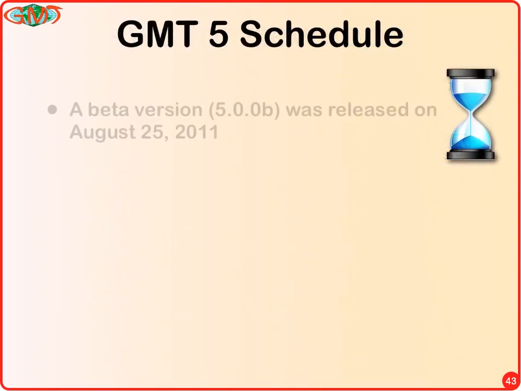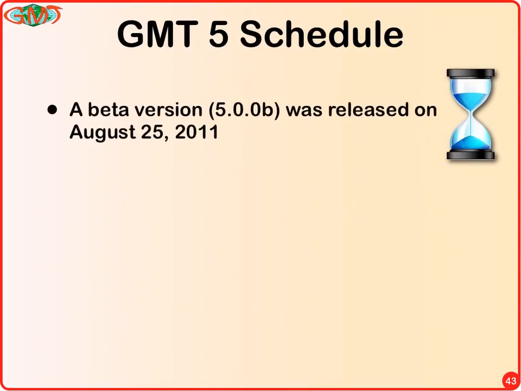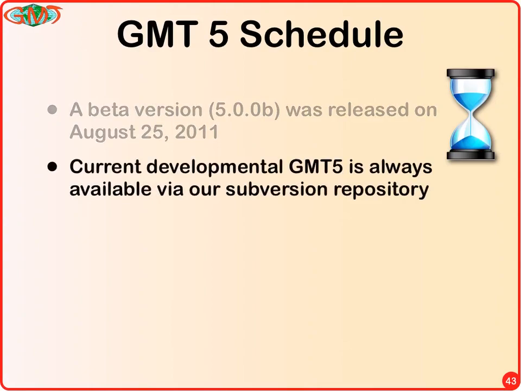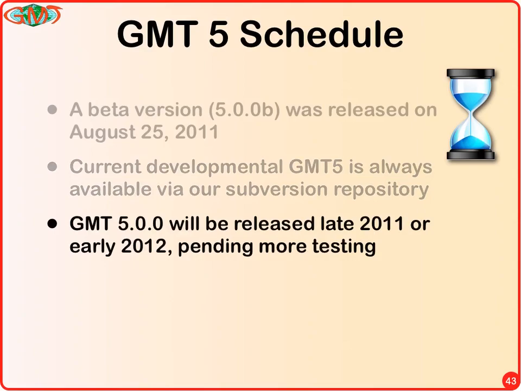So the schedule for GMT5, as I mentioned, we did release a beta version in August. We did this for traditional reasons. Some people like to get a release and install it, and that's the time they install it. But it's a lot better to just get the latest from our Subversion repository, just stay up to date. Because since August, obviously, lots of bugs have been found and fixed. Why keep running that version? So better to go through our Subversion repository and install that.